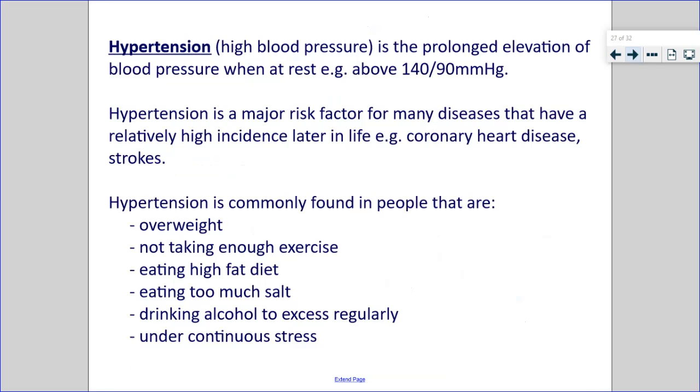So if your blood pressure is above 140/90 for a period of time, then you are suffering from high blood pressure, or hypertension is the correct term for it. We're going to have a look in the next few lessons at what hypertension can cause, the consequences of hypertension, some of the diseases that result from it. But all you need to know for now are causes of hypertension, and there's a list given here of common factors that increase the chances of having hypertension.